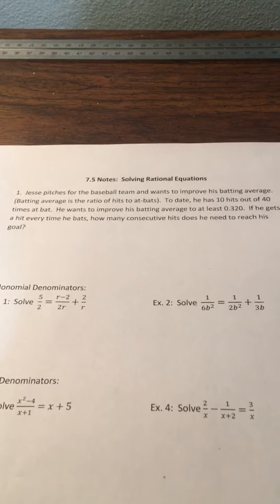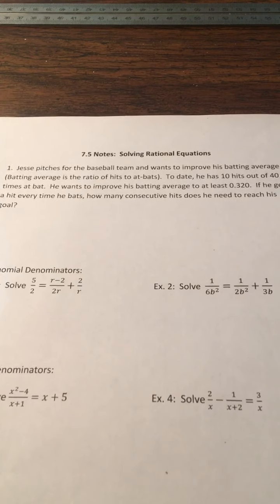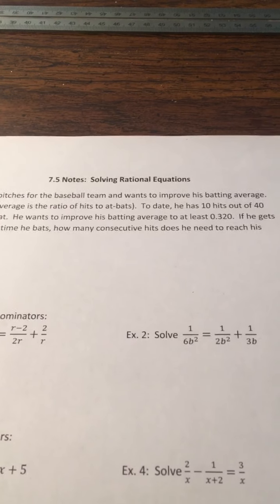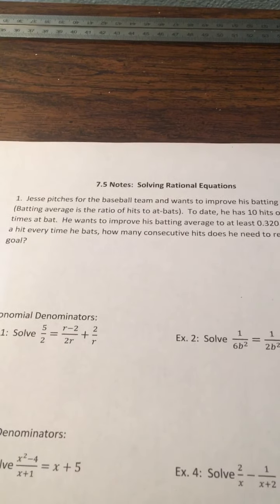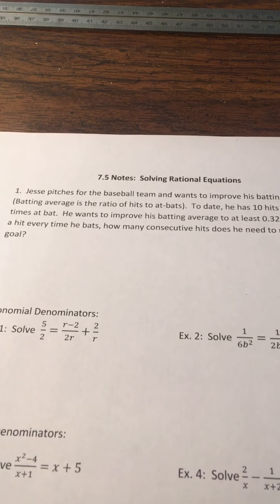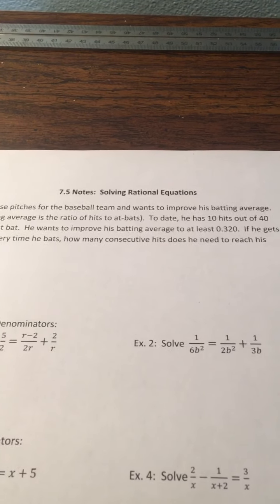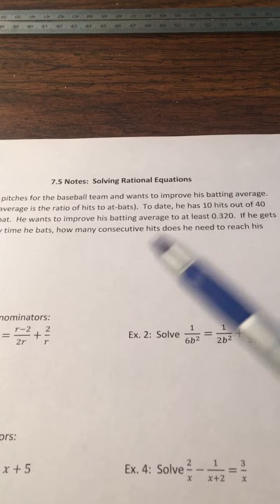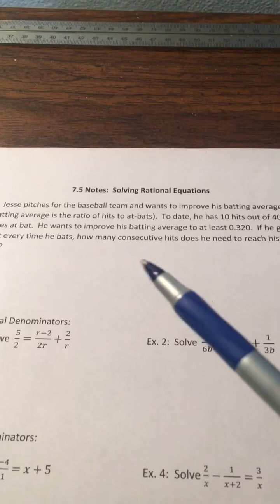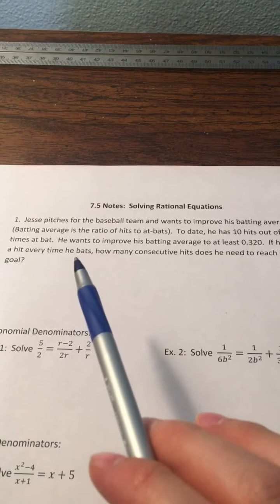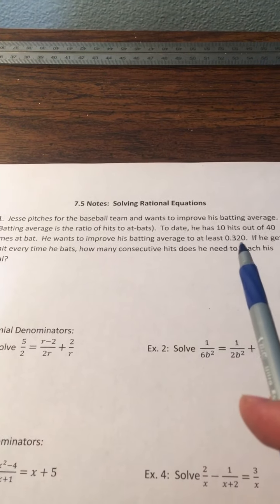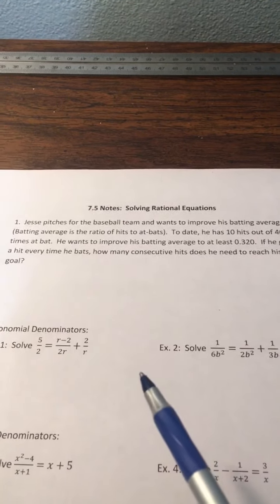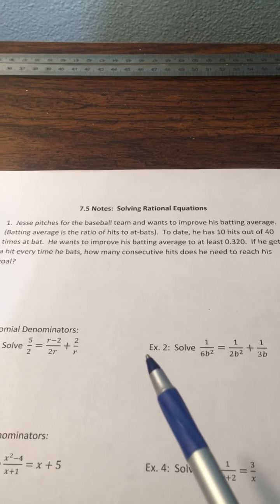We're going to begin this lesson with a semi-real-life example, just to start us off. It says Jesse pitches for the baseball team and wants to improve his batting average. For those of y'all that don't know, batting average is the ratio of hits to at-bats. To date, he has 10 hits out of 40 times at bat. So 10 out of 40, that's 25%, so that would be a 250. You don't say the decimal. And then he wants to improve his batting average to at least a 320. He wants to go from 250 to a 320. If he gets a hit every time he bats, how many consecutive hits does he need to reach his goal?